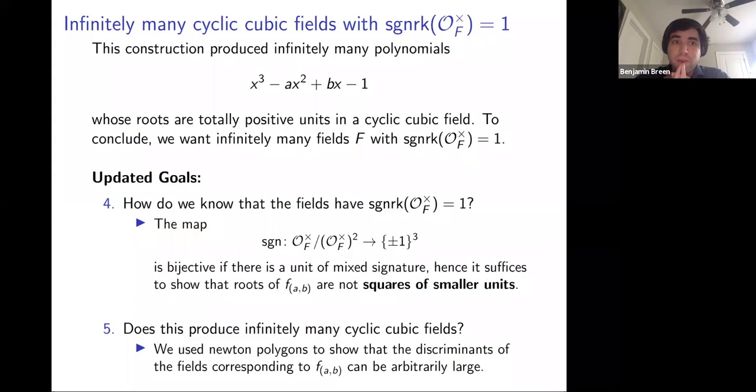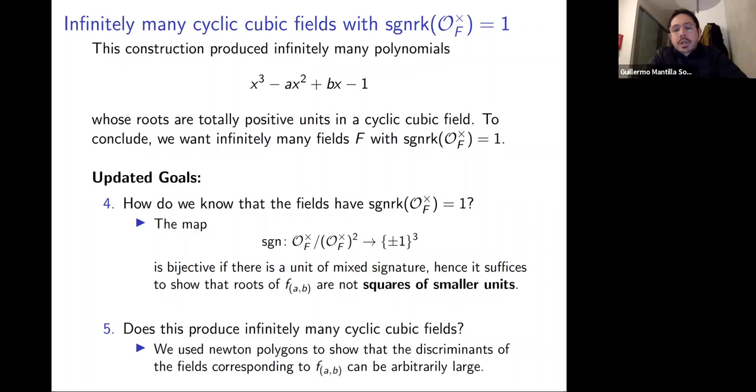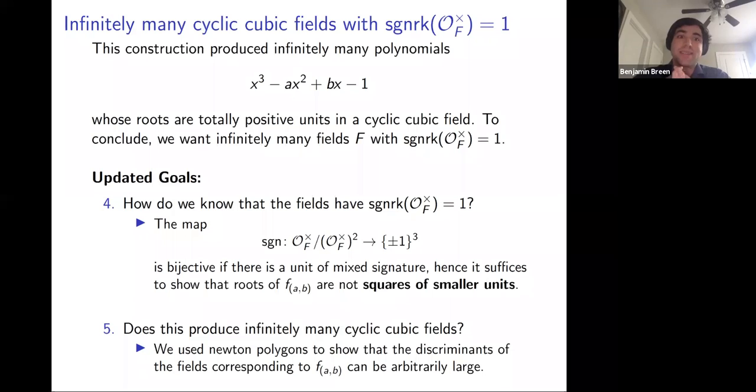When we looked at why there are infinitely many fields occurring, we were able to use Newton polygons to show that we were getting discriminants that were arbitrarily large for the fields. So we looked at the polynomials locally. Yes. Okay. So that was another question I was going to ask, related to the quadratic fields, because the heuristic argument that you gave for the 0% was sort of a local argument. Yes, but, yes.